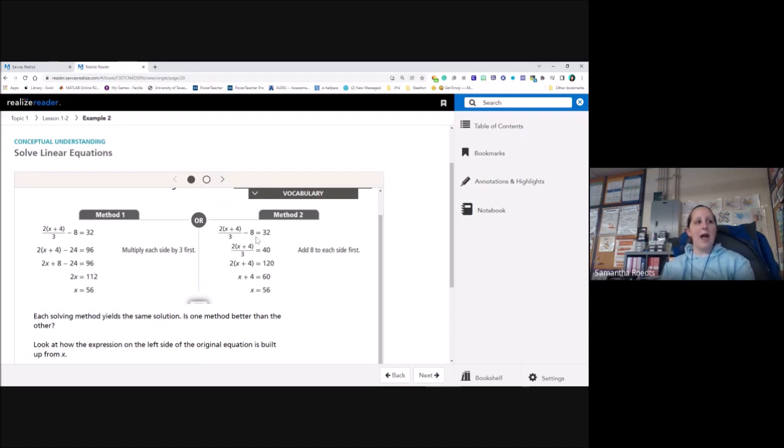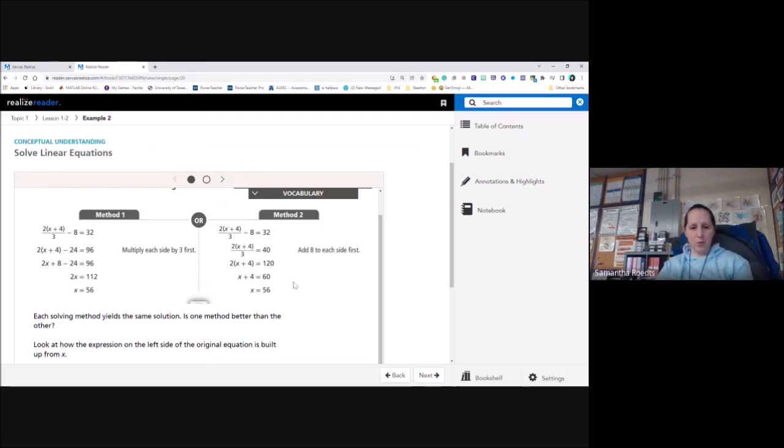You can also add 8 to each side first. If I do that, 32 plus 8 is 40. Then I multiply by 3 to get rid of that fraction. 40 times 3 is 120. Then I divide by 2, which gives me 60, and then I subtract 4, which gives me 56.